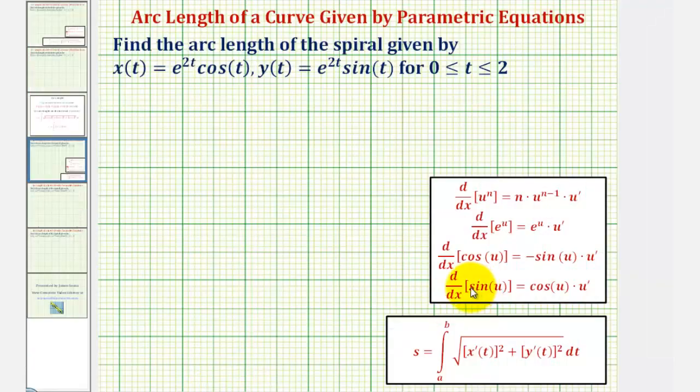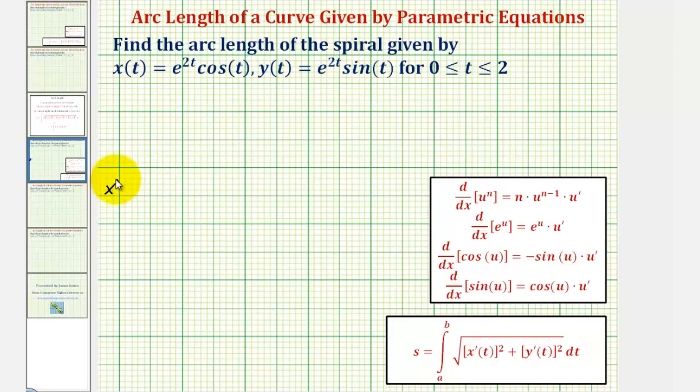The arc length is equal to the integral of the square root of the quantity x prime of t squared plus y prime of t squared, integrated from a to b, or in our case, from 0 to 2. Let's begin by determining x prime of t and y prime of t. Notice how both of these functions are products of two functions, so we'll have to apply the product rule.